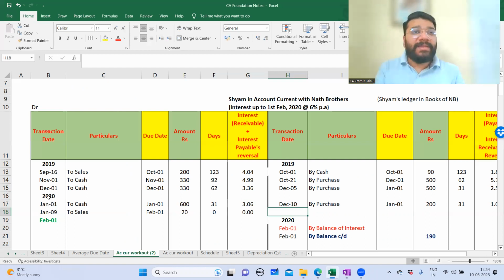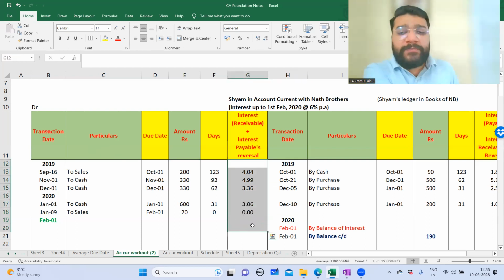Listen, step 1: whenever the question is given you have to prepare this tabular column. First step, all the transactions have to be fitted in: transaction date, particulars, due date, number of days, and the interest column. Interest has to be filled in the respective columns. After this, the second step: please listen carefully. You will identify the net interest, whether it is receivable or payable. Now, please tell me this column, guys: 4.04 plus 4.994 plus 3.36 plus 3.06. Is it interest receivable or payable?